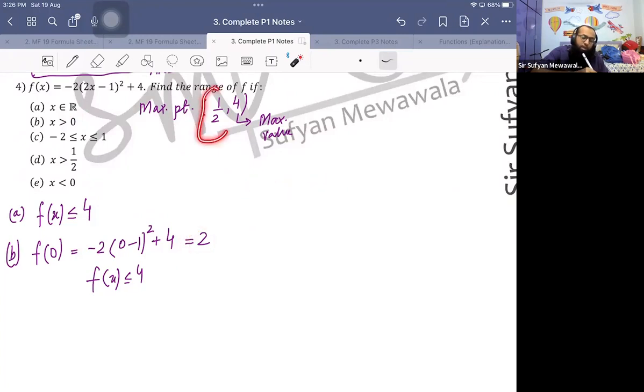But if we talk about half, is half greater than 0? The answer is yes, it is greater than 0. This means 1 upon 2 is fully included in this domain. That is why 4 will be fully included in the range. So that is why we will not only write less than, but we'll write less than equals to 4. Let me draw a sketch to help you visualize this scenario.